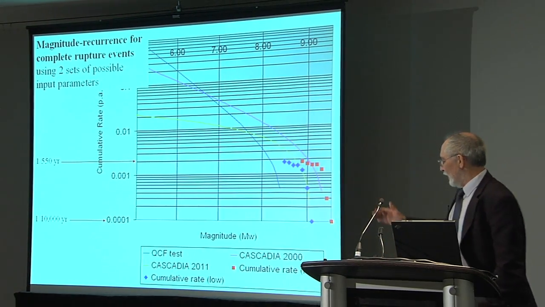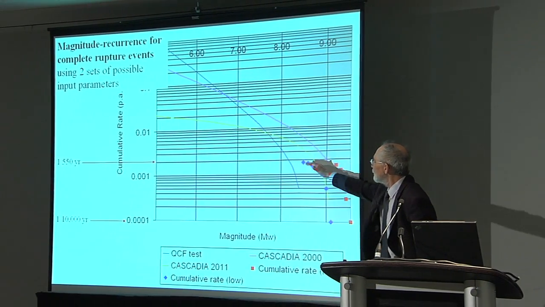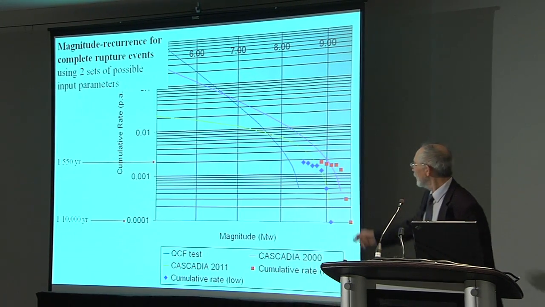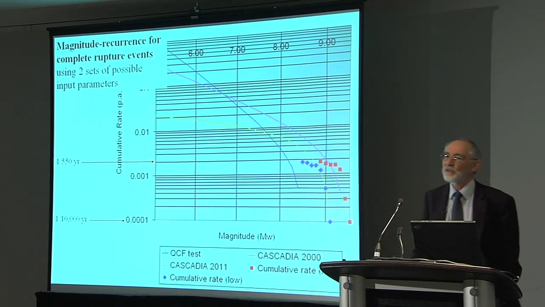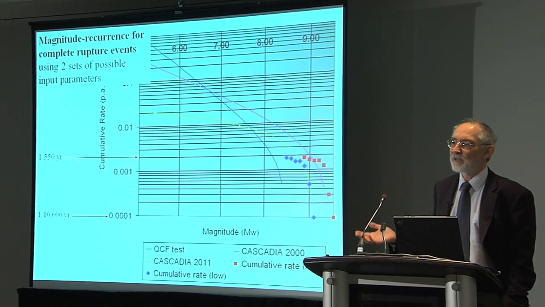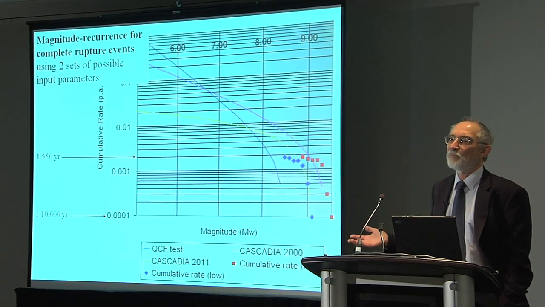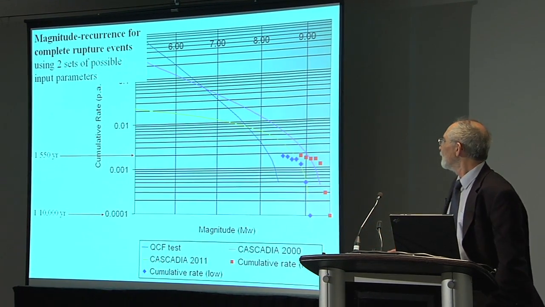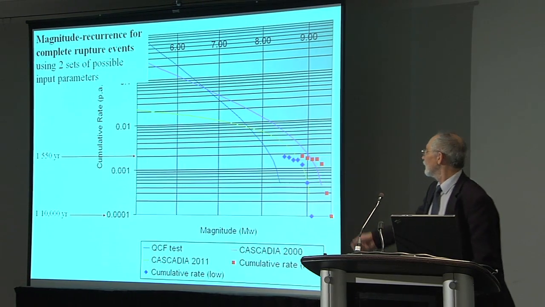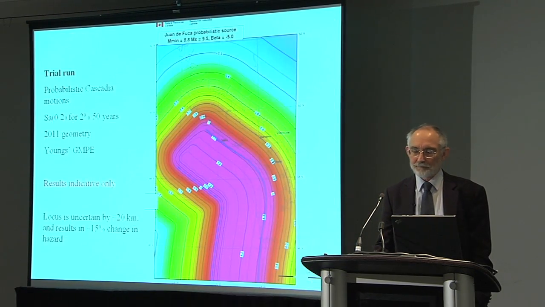This is a magnitude recurrence curve which shows the two ranges of magnitudes we're worried about. The largest one here, we would say the top estimate is somewhere around 9.5, which makes it about as big as the Alaska earthquake in 1965, a little bit bigger than the Japan earthquake. The prototypical one, the expected one, is probably a little bit smaller than the Japan earthquake that just happened.